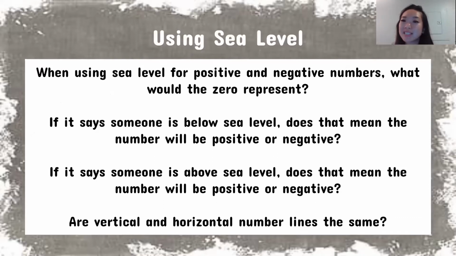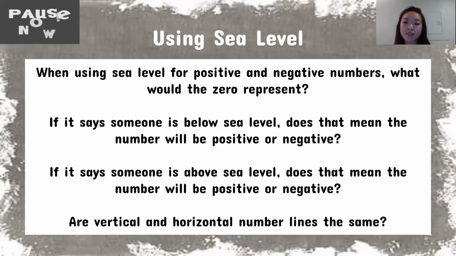So we're going to be using sea level. So when using sea level for positive and negative numbers, what would the 0 represent? And if it says someone is below sea level, does that mean the number will be positive or negative? If it says someone is above sea level, does that mean the number will be positive or negative? And then are vertical and horizontal number lines the same? So if you guys could stop here for about 4 minutes and then go over that in your head, write them down, talk to a partner about it to get those answers, and then we'll come back and I'll go over that. And this will be how we're starting to do negative numbers on a number line with sea level.